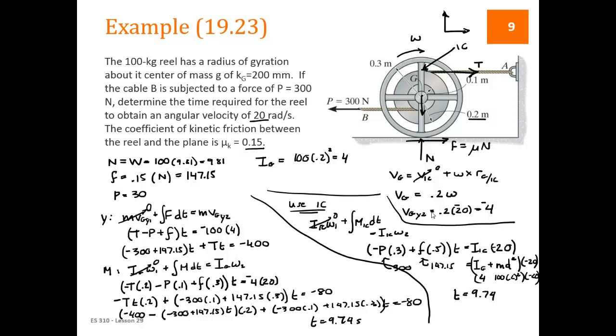So, a good deal easier, but you have to have an IC that you can identify, and you need to know the distances to it, and remember to use parallel axis there.